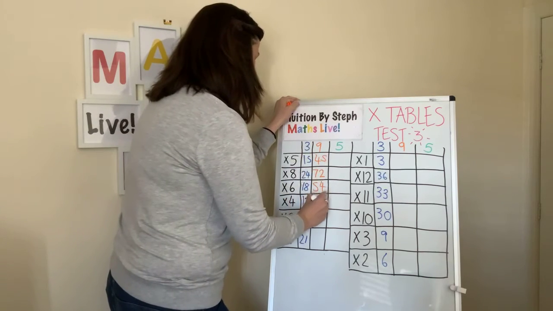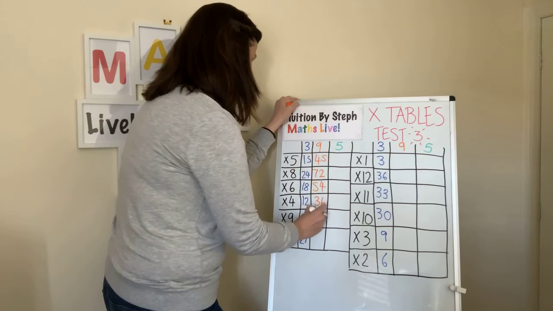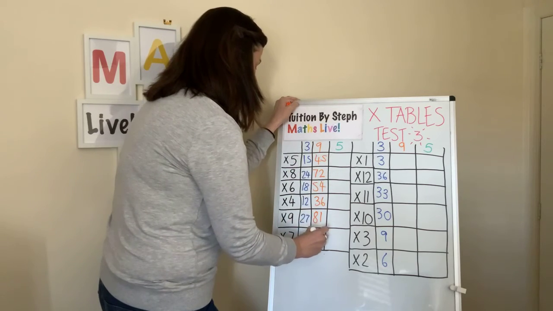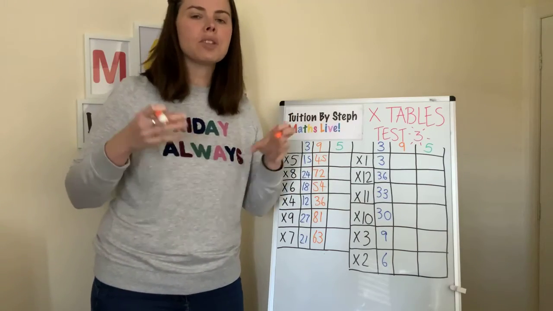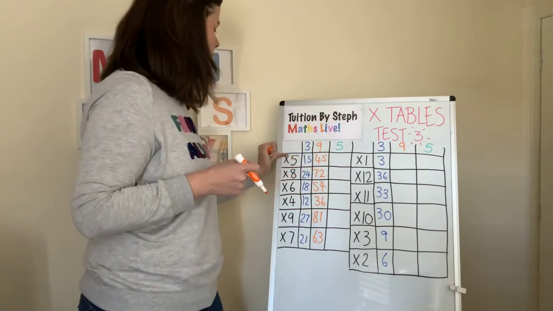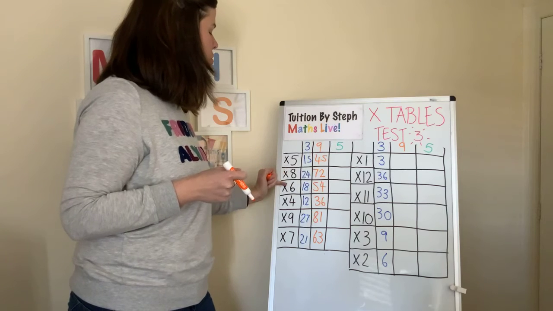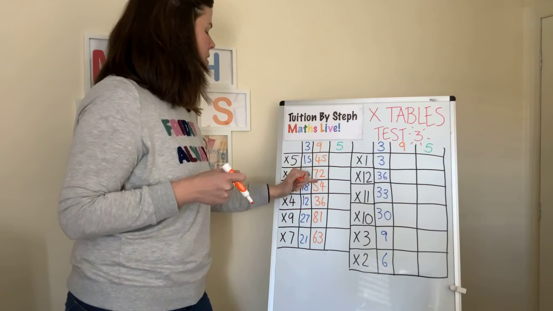9 4s, 36. 9 9s, 81. 9 7s, 63. And another way of doing it is, even though we're doing our 9s, even though the 9 is the focus times table, for each one, you could think of it as what is that 1 time.